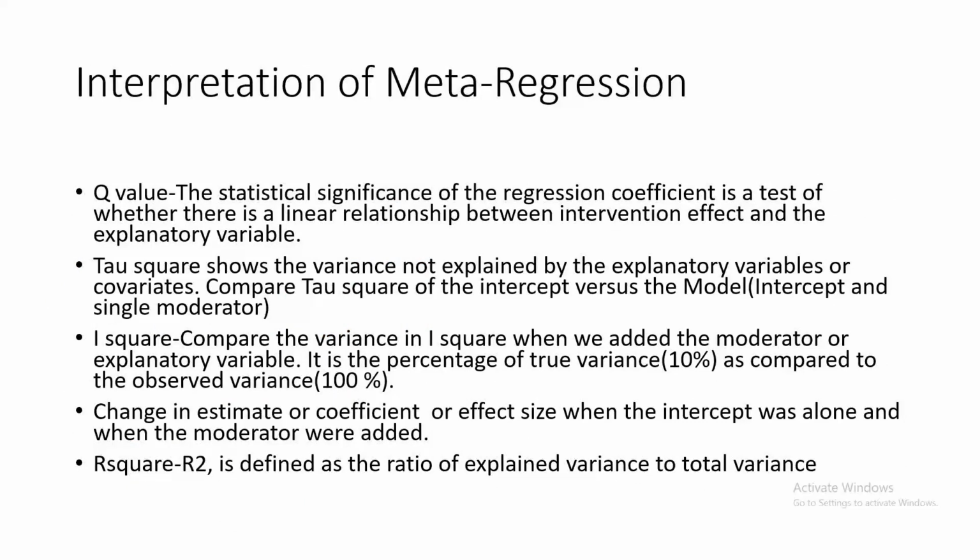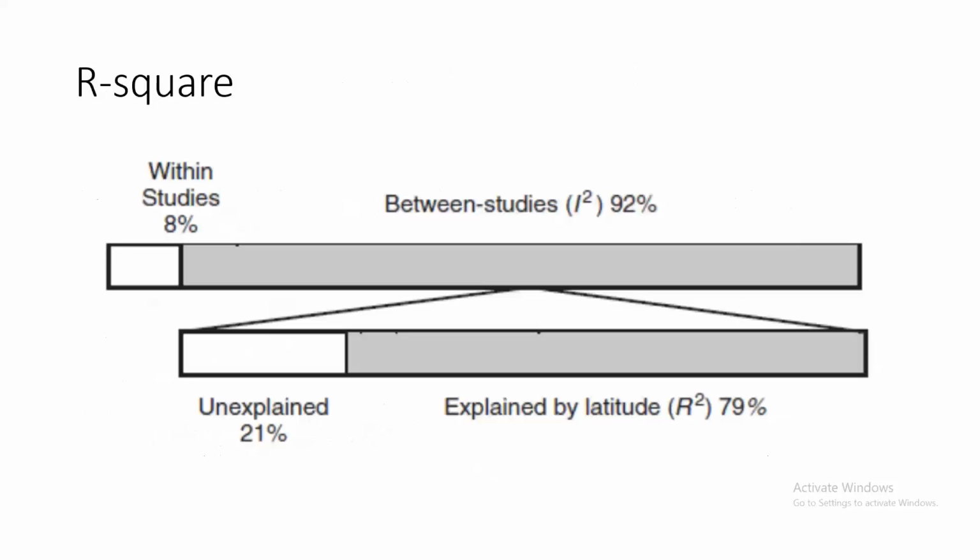There will be values of Q value, tau, I square, etc. also, which will be given in meta regression. You know how to read them, but I will further be taking them in the software. There is a new value which will come up, which is the R square. You need to understand this. And this is the last thing before we go to the software.